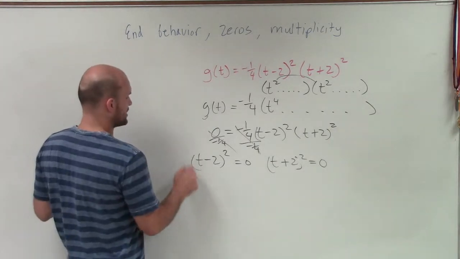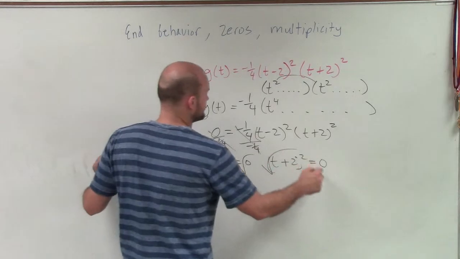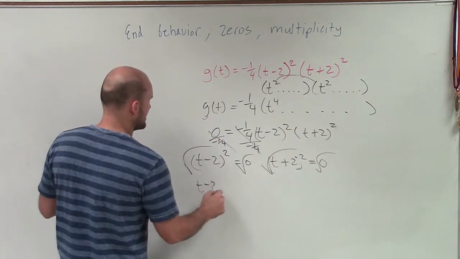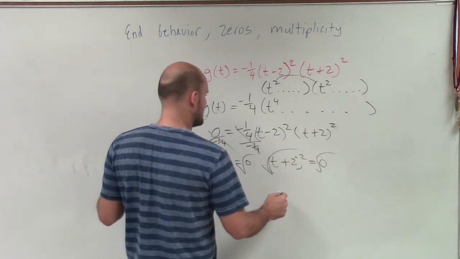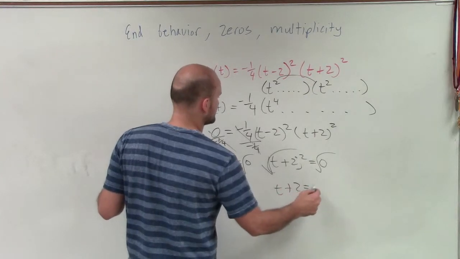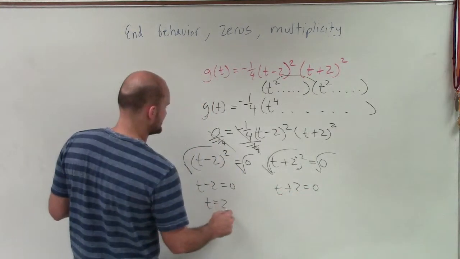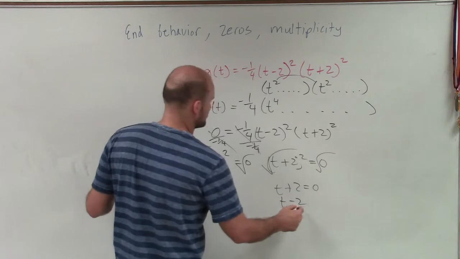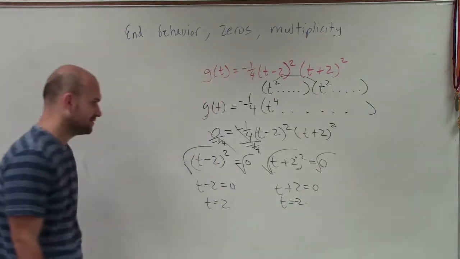So now, by using our square root method, I'll take the square root of both sides, and I get t - 2 = 0. Here I have t + 2 = 0. So therefore, my zeros are t = 2 and t = -2.